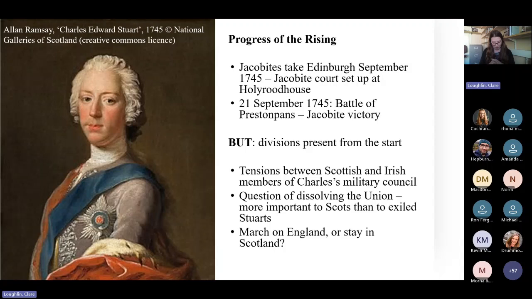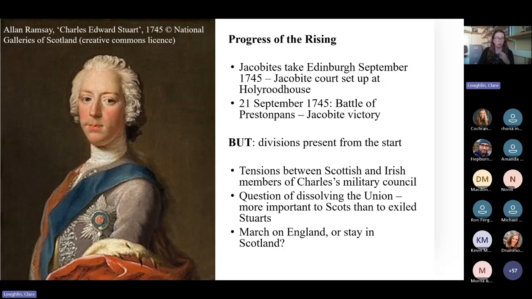The other tension at the council was whether to march into England or stay in Scotland. Charles was for marching south, but his Scottish advisors were against. And again, we have to think about what this division tells us. For Charles and the exiled Stuart royal family, England was the ultimate prize. England was the seat of power. Scotland was a means to an end, but not an end in itself. And Charles is not especially inclined to listen to advice, as sources from the period tell us.